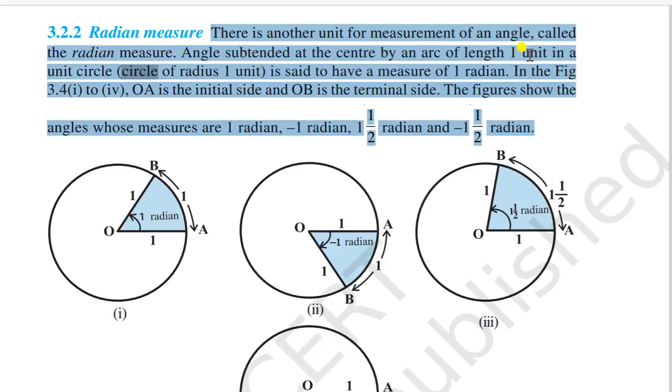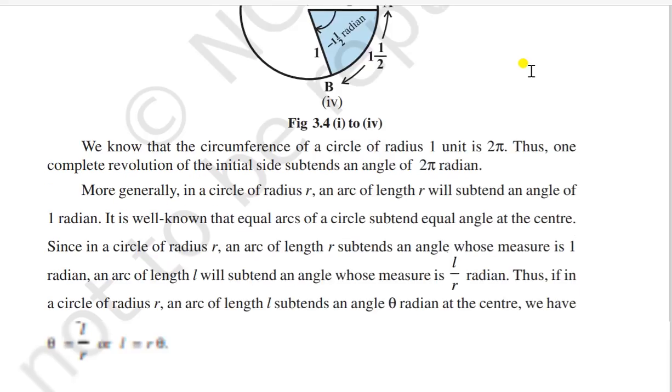The arc length is 1 unit in a unit circle. So basically the radius of the circle is 1 unit and the arc length is also 1 unit. We don't know which unit. It could be a centimeter, it could be a meter. Who cares? We just care about the length of the radius and the length of the arc being the same. Such an angle is said to have a measure of 1 radian. So there are more examples to this too.